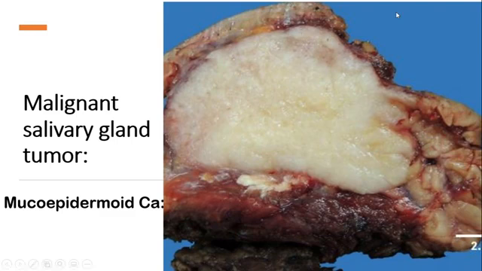Gross features of malignancy can be summarized as hardness, solid cut section, infiltrative margins. Here the margin is infiltrative, ill-defined margin, attachment to the underlying soft tissue and even bone, and infiltration, not expansion, of the borders. Microscopical appearance.